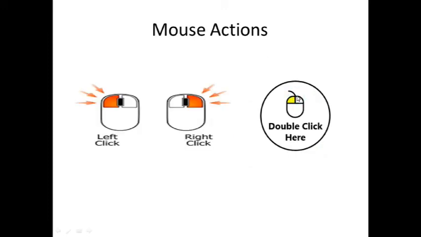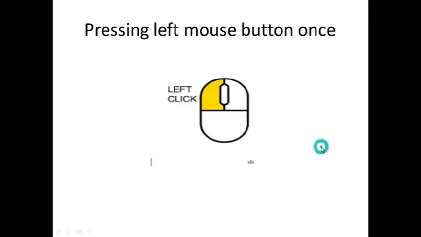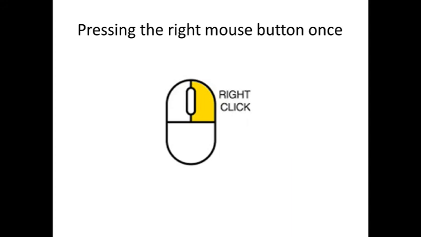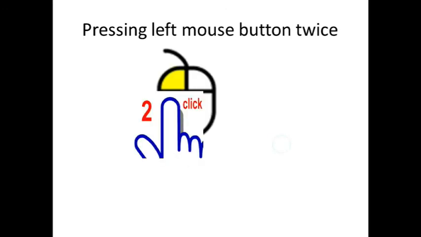And what are the different mouse actions? Left click, right click and double click. What is left click? Pressing the left mouse button once is called left click. What about right click? Pressing the right mouse button once is called right click. Pressing the left mouse button twice is called double click. These are the three mouse actions.